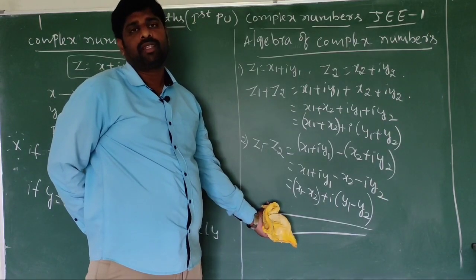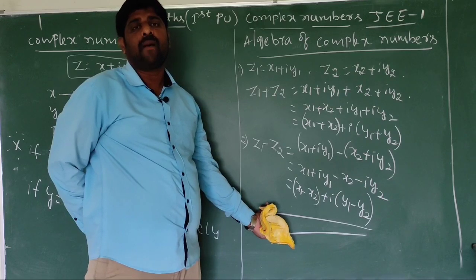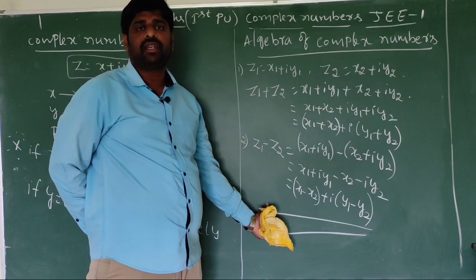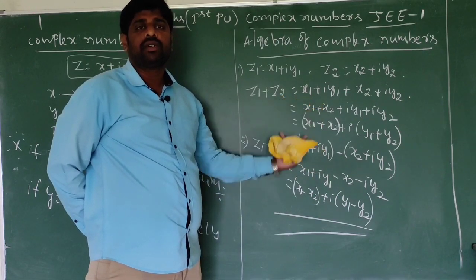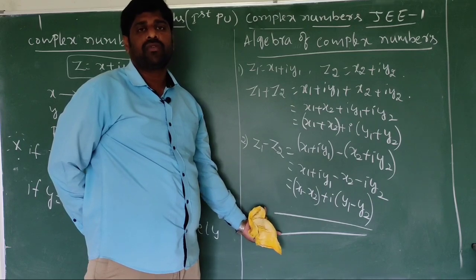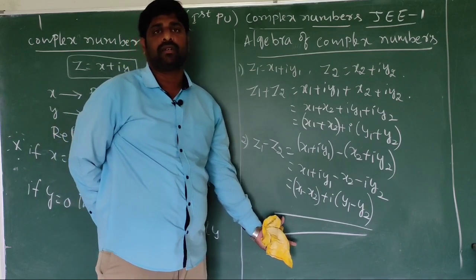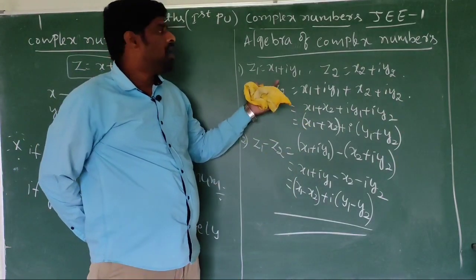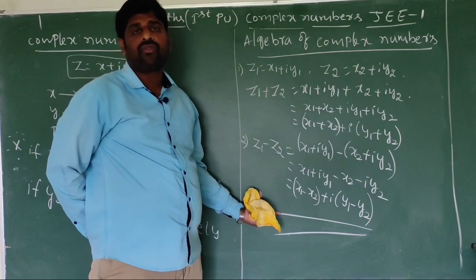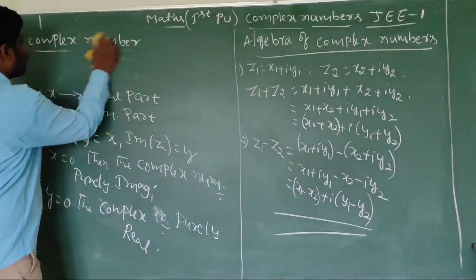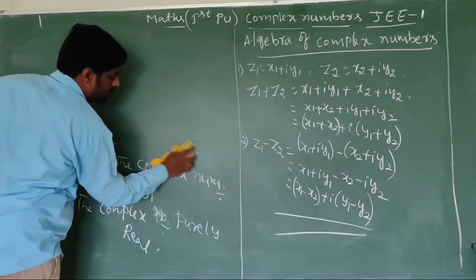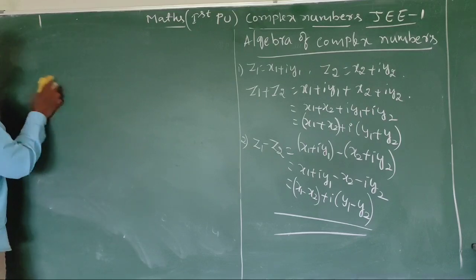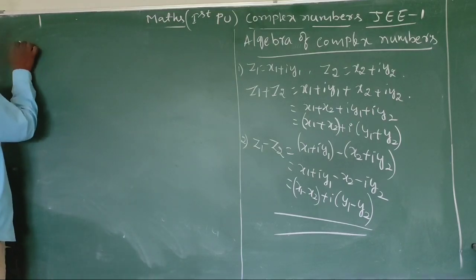Remember children, algebra means we can take the operations. What are the operations? Addition, subtraction, multiplication, division. Addition of complex numbers, subtraction of complex numbers, multiplication of complex numbers, division of complex numbers. So these four are the algebra of complex numbers. We learned addition and subtraction of complex numbers. Now product of complex numbers.